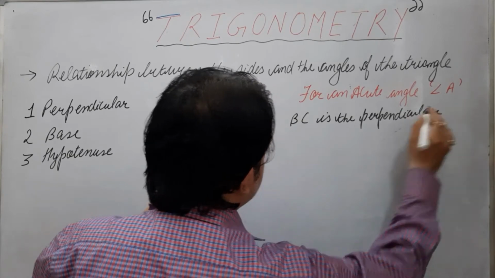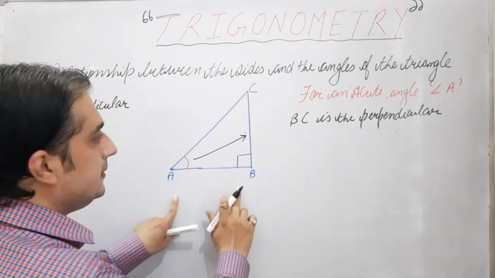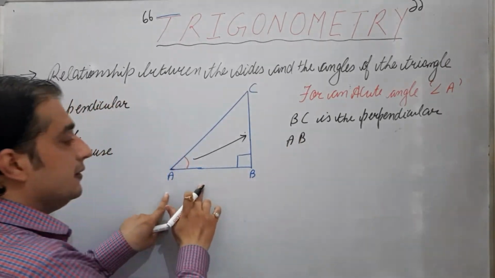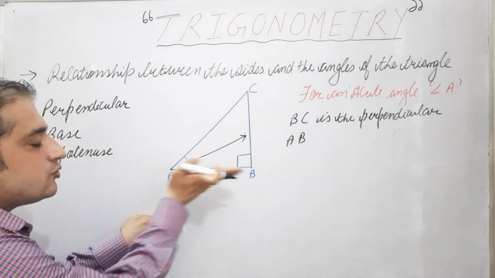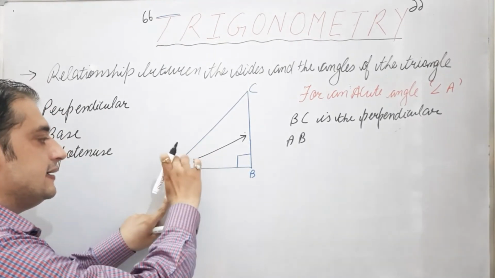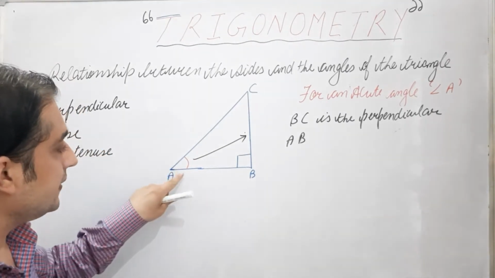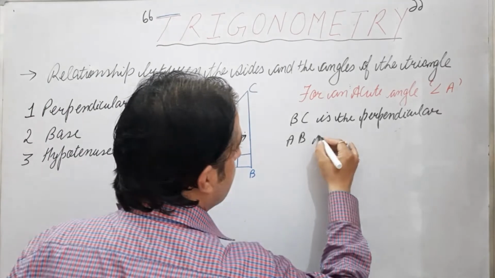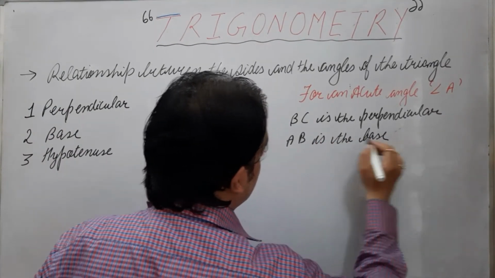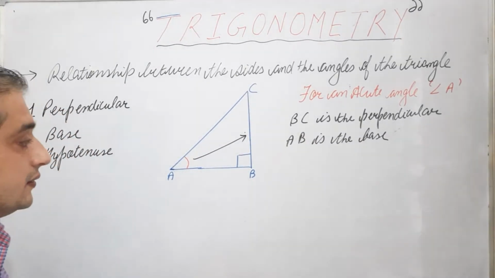तो इस केस में ये सिर्फ perpendicular बनेगी, right? And this AB, which is adjacent to the angle A, that angle of reference, this AB is adjacent to the angle A, is the base, so इस केस में आप इसको perpendicular base बोलोगे, otherwise not, right?